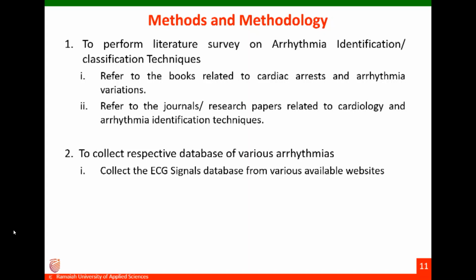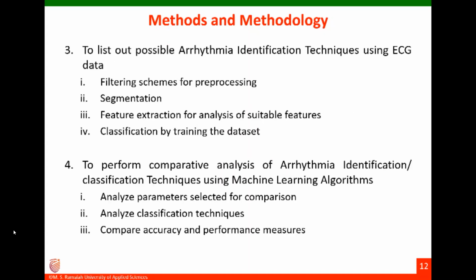The next one is listing out the possible arrhythmia identification techniques using ECG data. It includes 4 main parts, that is filtering and schemes for pre-processing, then segmentation followed by feature extraction for analysis of suitable features. The last part of the process is classification by training the dataset. The next one is to perform comparative analysis of arrhythmia identification classification techniques using machine learning algorithms. For this, first we'll analyze the parameters selected for comparison, analyze classification techniques, then we'll compare the accuracy and performance measures based on the combination of parameters and classification techniques we have referred to.